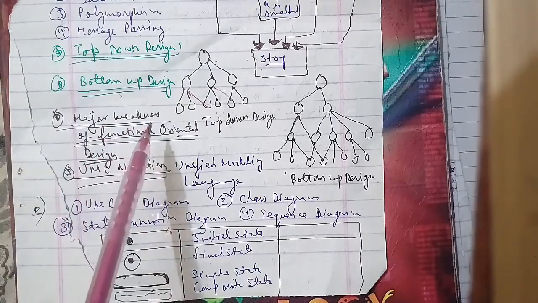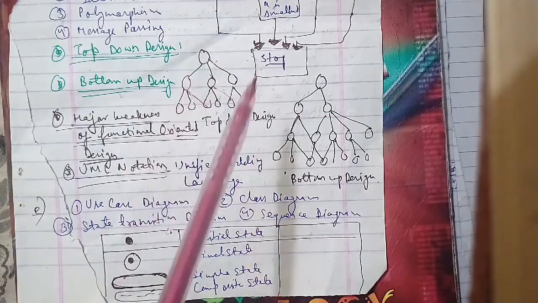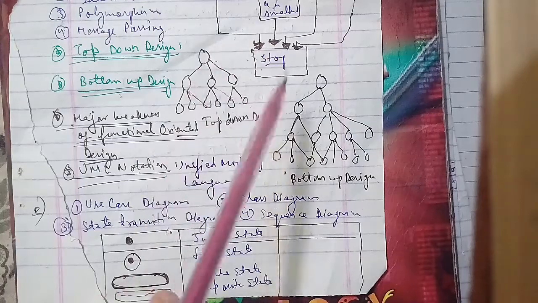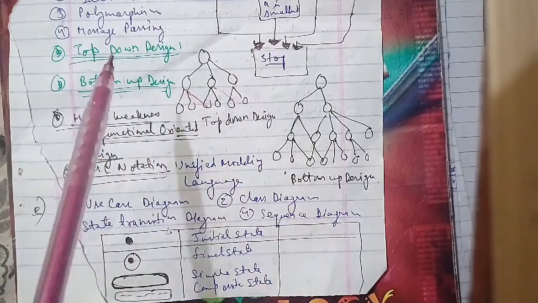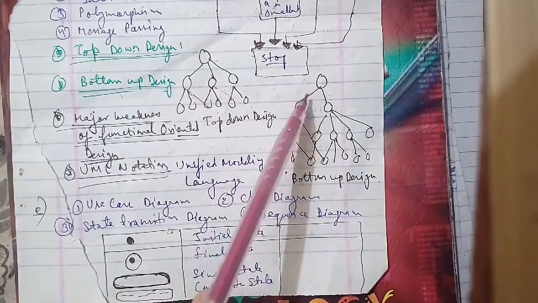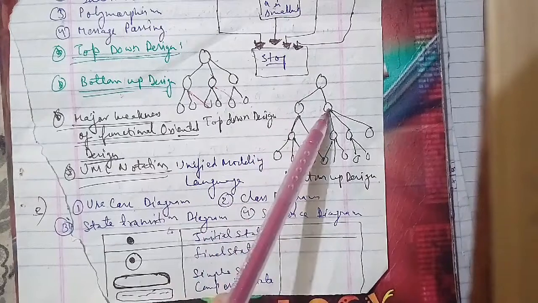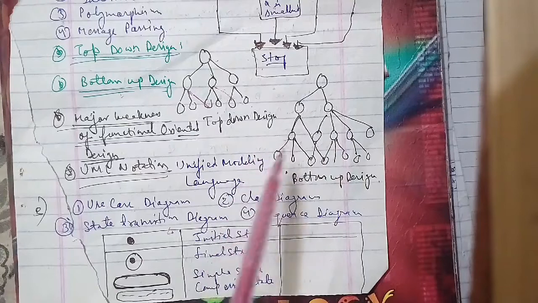Now we'll go ahead with the other question. Another question is to describe the major weakness of function oriented design, and give a complete overview of function oriented design and notations diagram. This has been asked for 10 marks. We'll talk about the major weakness of function oriented design.